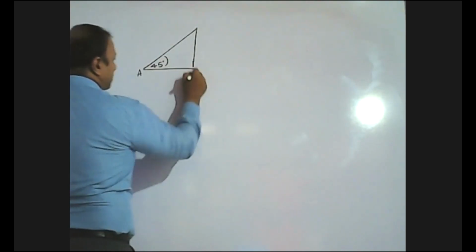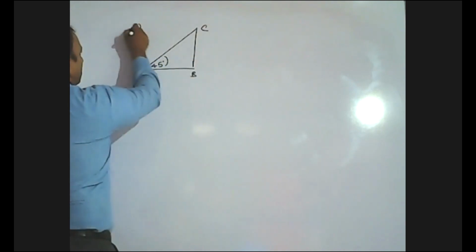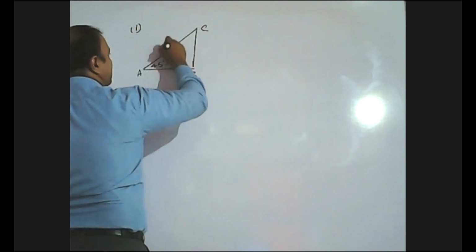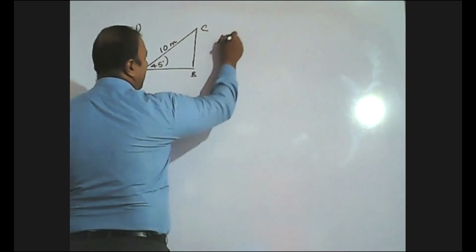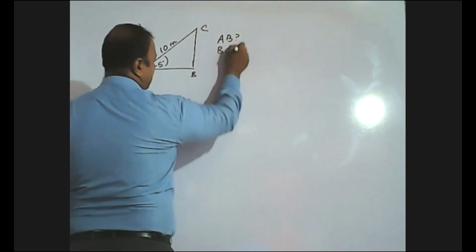Today I'm going to do vectors in mechanics. So we need this trigonometric knowledge when we are doing calculations in vectors. Suppose this one is 45 degrees, A, B, C. You know the value of AC is 10 meter. My question is, what is the value of AB and BC?